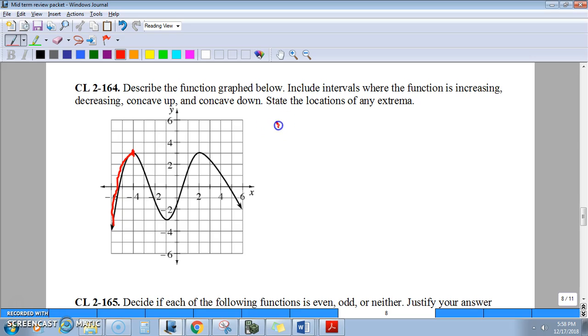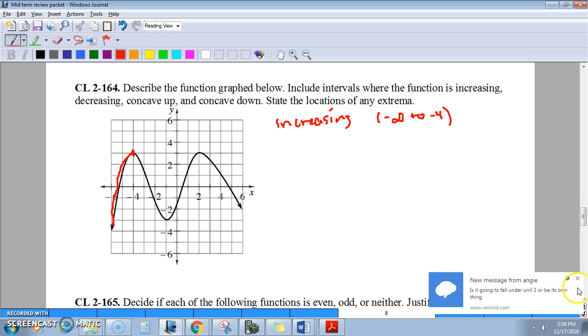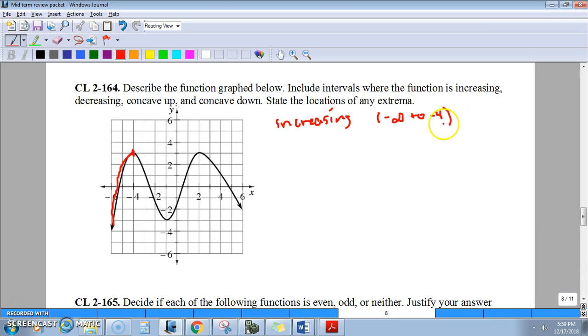So it is increasing from negative infinity to -4. Okay, and it is also increasing from -1 to +2. I shouldn't have put a 2 there, that should have been a comma, -1 to +2. Okay, so in 2 places it's increasing.